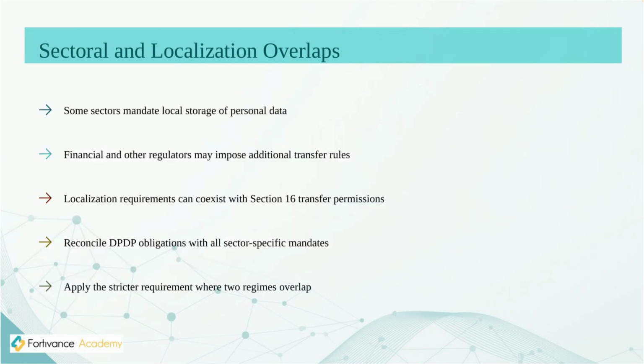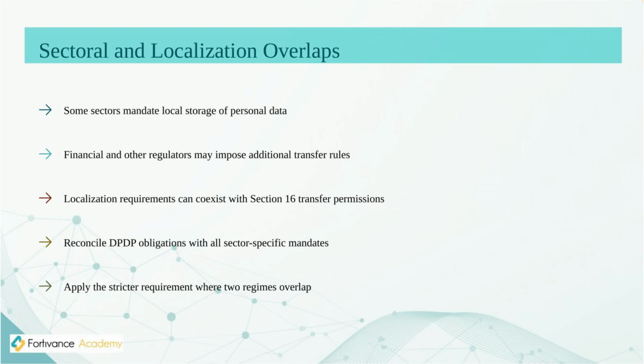Let's address an important complication that catches organizations off guard. The DPDP framework isn't the only thing governing where your data can go. There are sectoral rules and data localization requirements that can overlap with it, and you need to navigate all of them together. Here's the key insight. In India, certain sectors have their own specific rules about data, including requirements that some data be stored or processed within the country. These existed before and operate alongside the DPDP framework.